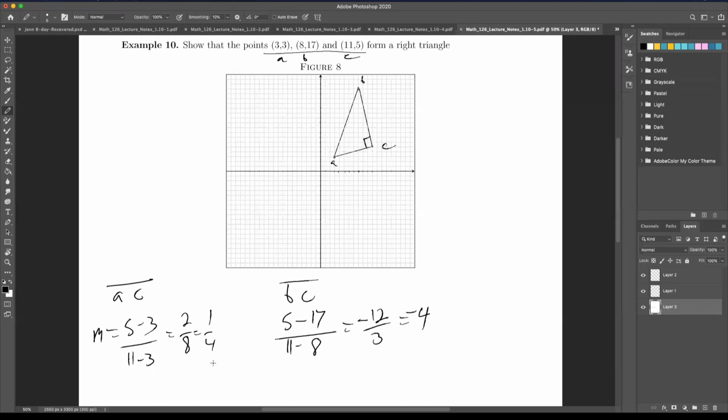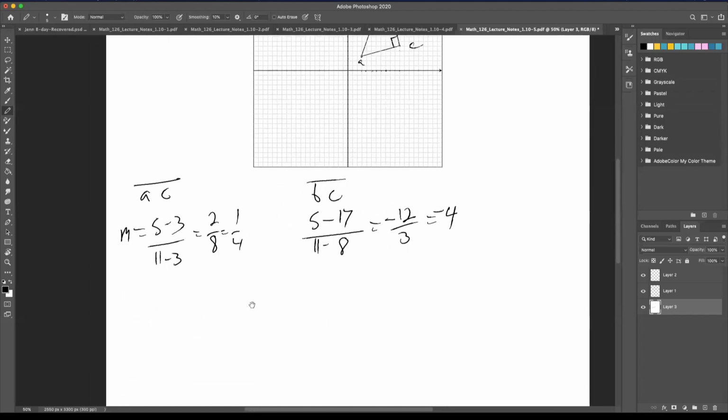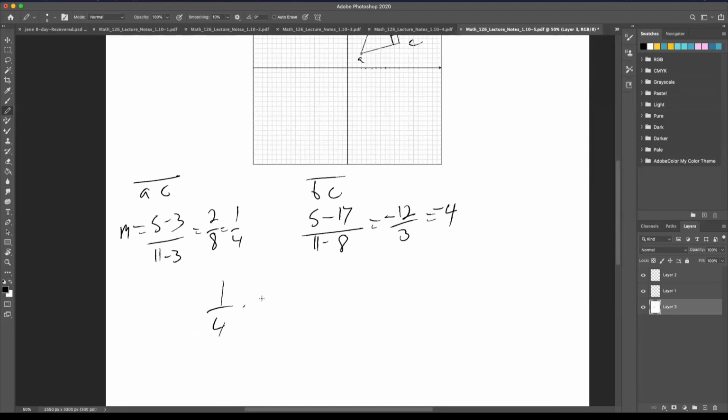And notice since a fourth times -4 equals -1, that implies, this is the mathematical symbol for implies. You'll use this when you write proofs later in life. This implies that AC is perpendicular to BC, line segment BC. So just something you can do with that. Any questions on lines before we move on?